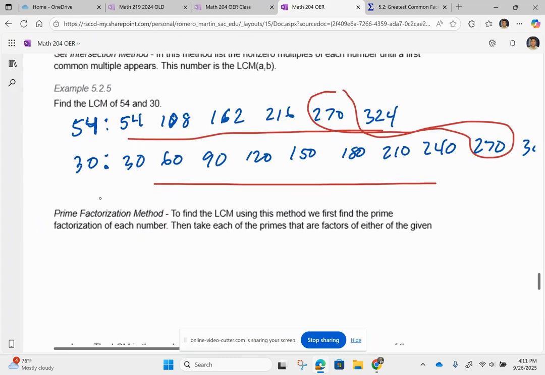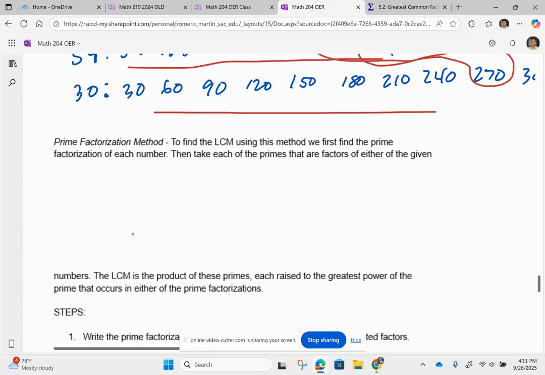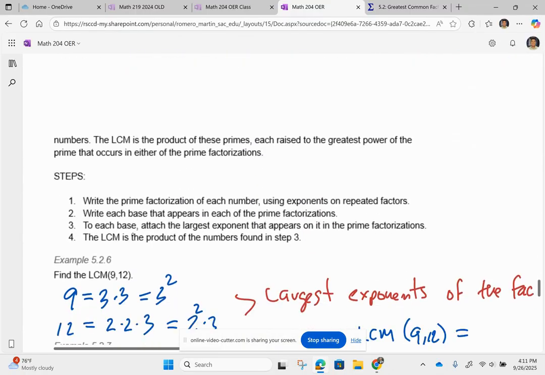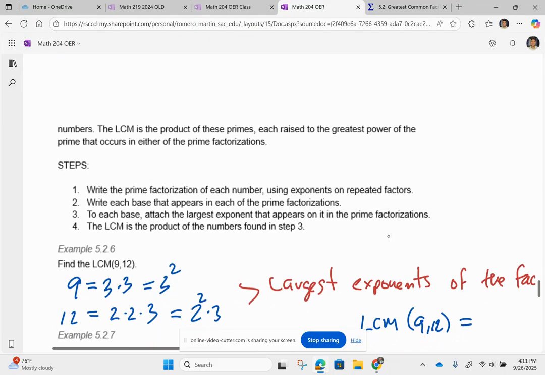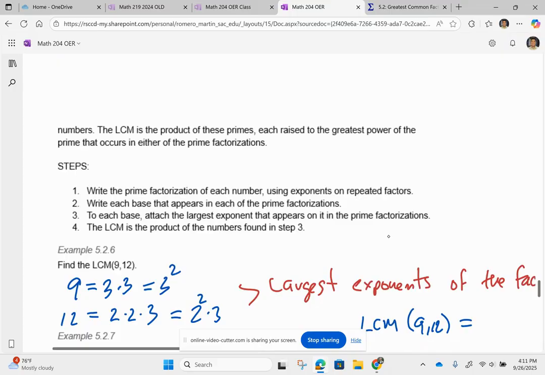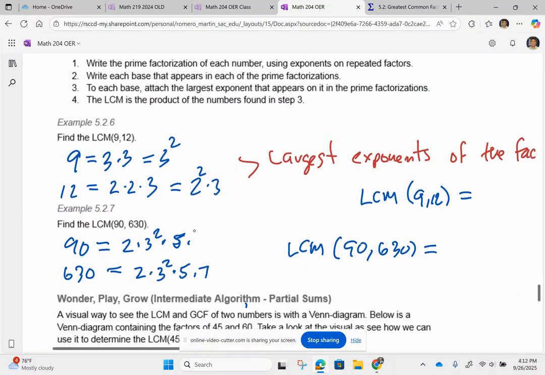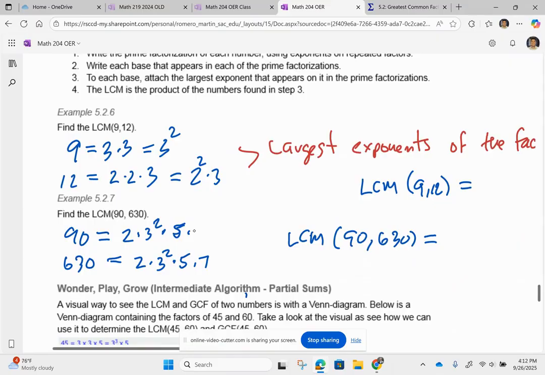A more advanced technique would be the prime factorization method. The steps are here. I'm not going to read those steps. But we end up taking the largest exponent that appears in the prime factorization when we look for the common, and we look at the repeated factors. So let's take a look at these two examples that have been mapped out for us already.